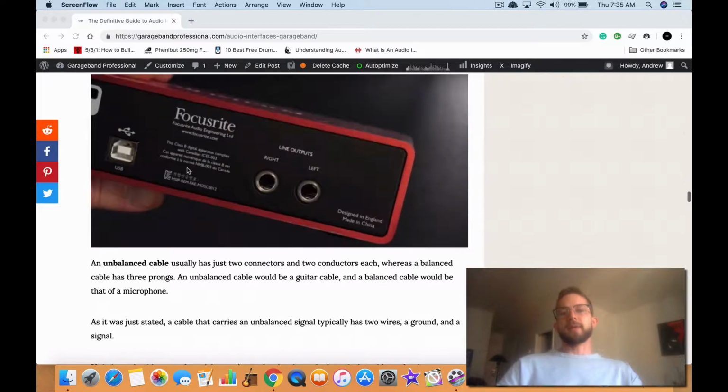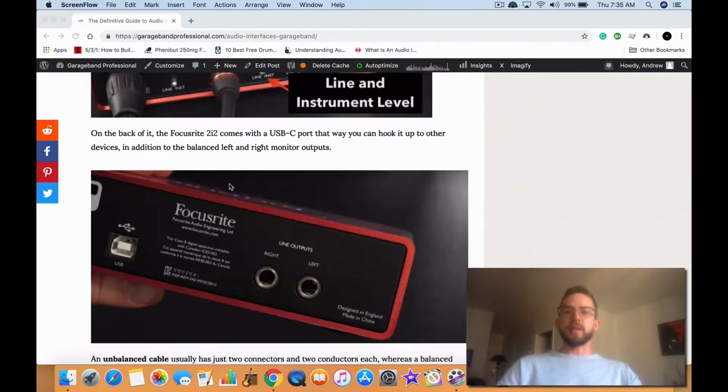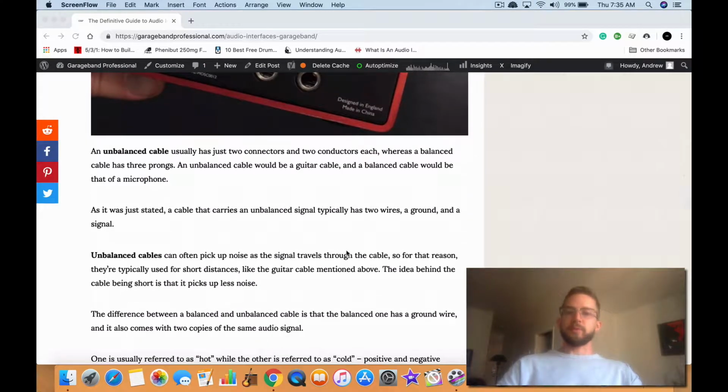Now, if you use a Mac, the latest edition of Mac, the MacBook Pro 2019 or whatever, you're going to need a USB to USB-C adapter. So that's something to keep in mind.